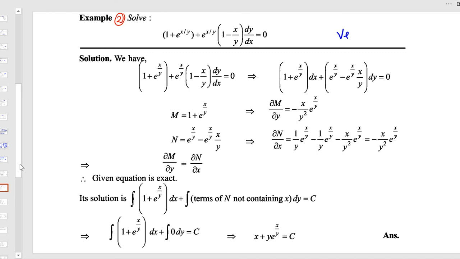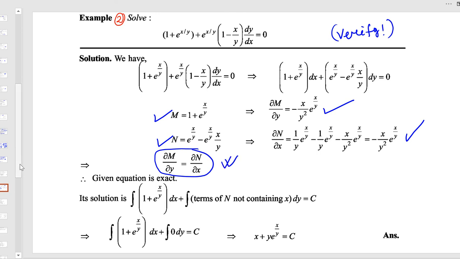Similarly, you can verify this one. You need to find out M and N, try to find out these two values. Then verify that this is exact. Once it is verified, you apply the formula. In this case, there is no term which does not have x, so we have to take 0.